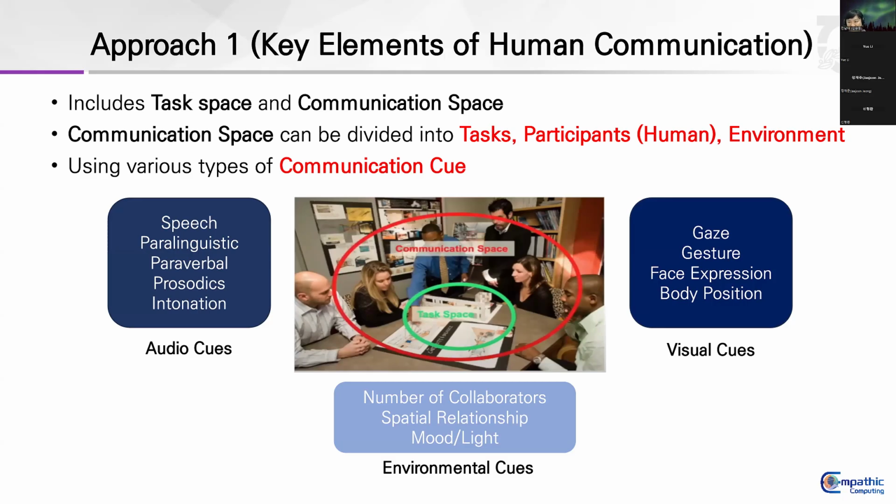The first approach was investigating key elements in human communication. There are two types of space: communication space and task space. Communication space includes everything for human communication. There are task, participant, and environment.